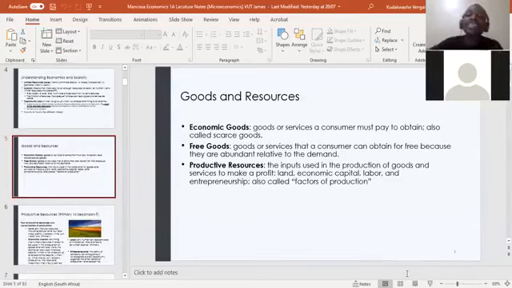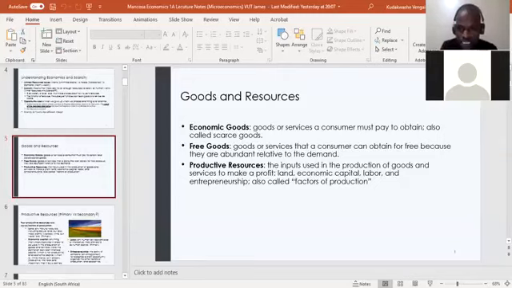But there are certain things like the air that we breathe. You can say air is definitely free. It's a free good, and etc. But the same question can be asked: what about the oxygen in the hospital? Is it not the same air that we breathe? So at a certain point in time, free goods might not be free goods, although we term them free goods. Okay, I hope that's clear. So that's economic goods and free goods.